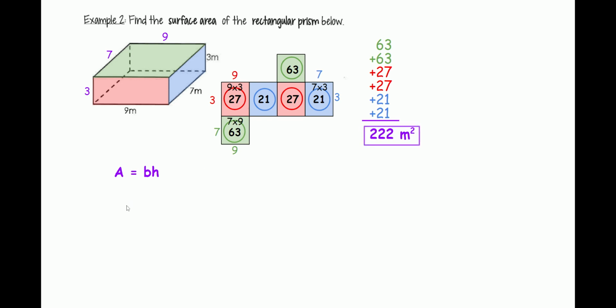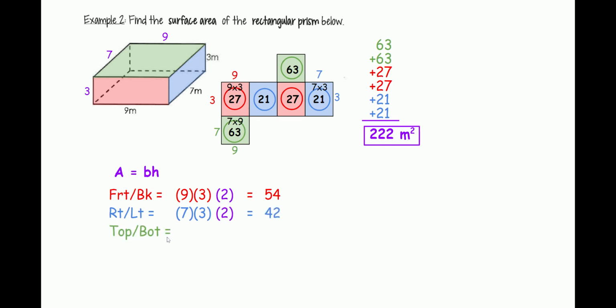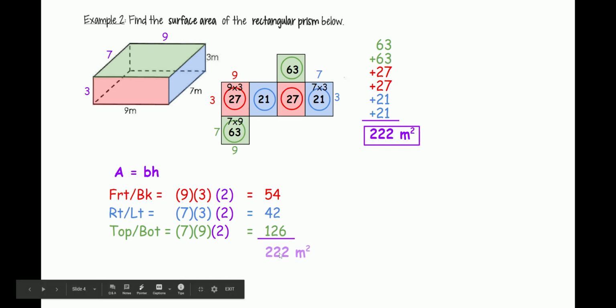Again, if you want to do the non-net method, front and back is 9 times 3, and you're going to multiply by 2 because you have a front and a back. That equals 54. Left and right, 7 times 3 times 2. Top and bottom, 7 times 9, and we have 2 of them, so 126. Add all of these up, and you're going to get 222 meters squared.